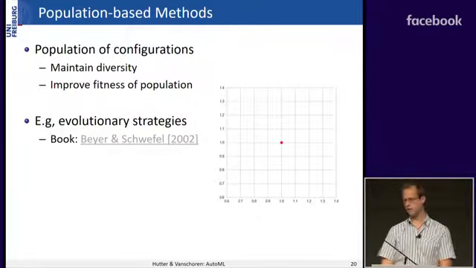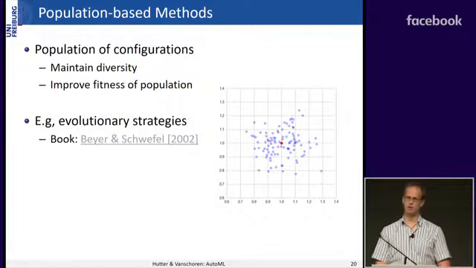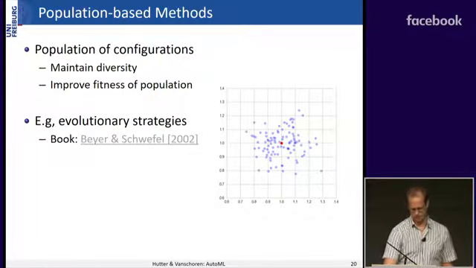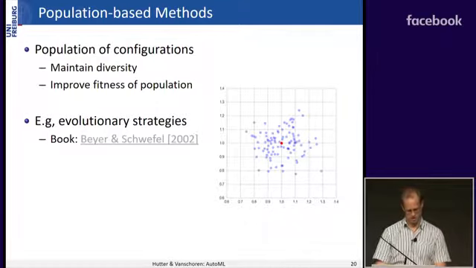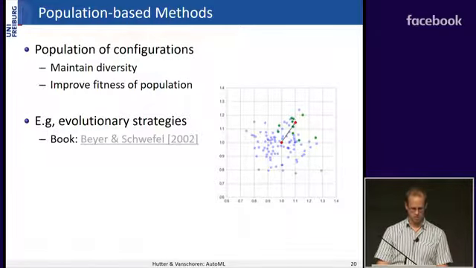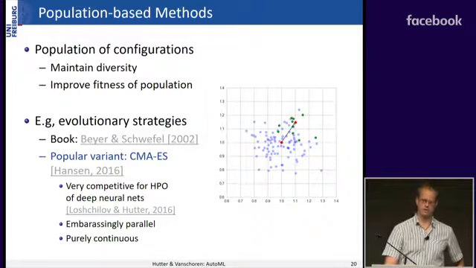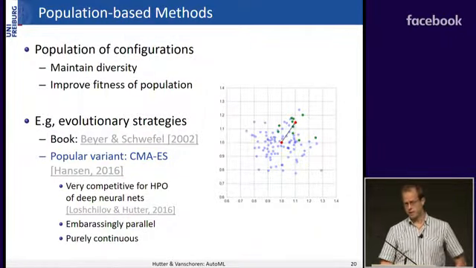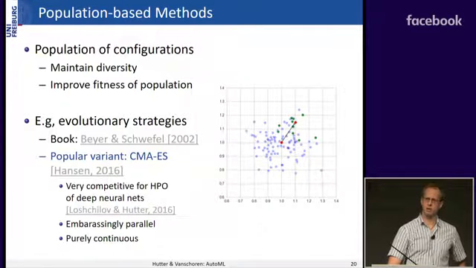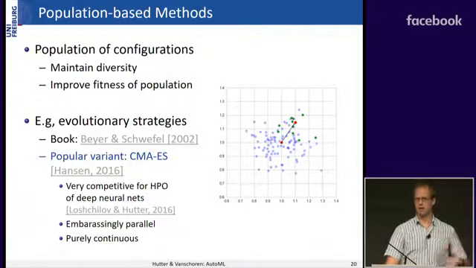So you have one incumbent point. You sample, for example, from a normal distribution around that point, evaluate all these different points, then pick the best ones, and move your incumbent over to be a weighted average of your good points. A popular variant of evolutionary strategies is CMA-ES, which is a covariance matrix adaptation evolutionary strategy, which basically wins this black box optimization challenge every year.